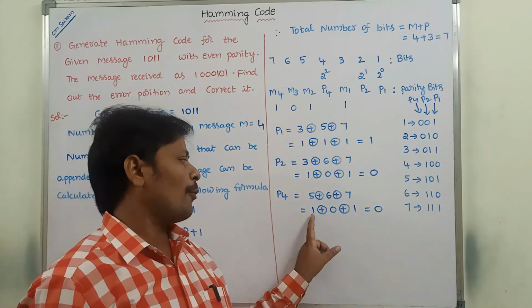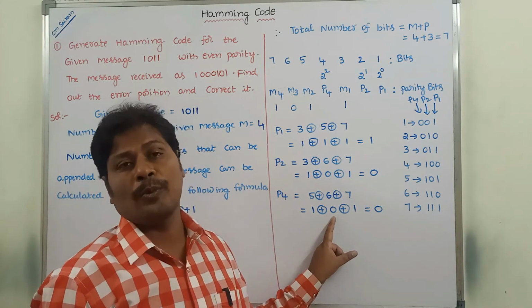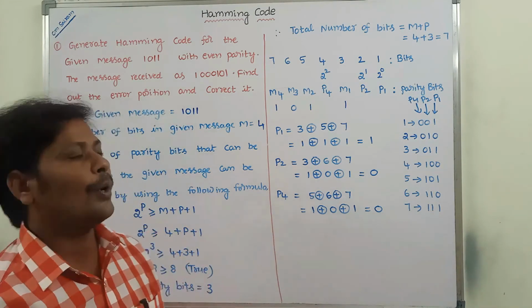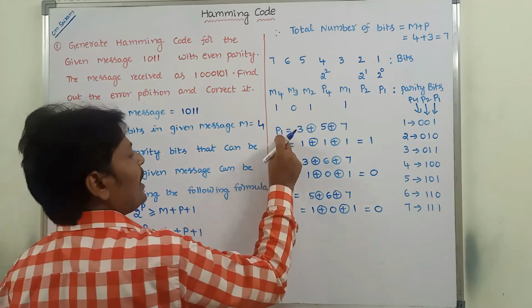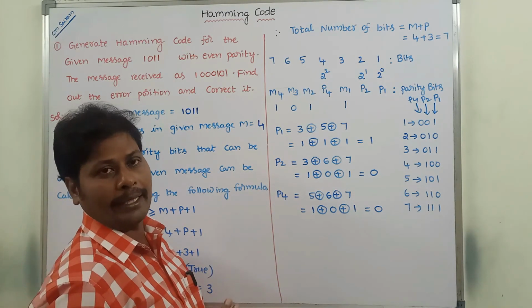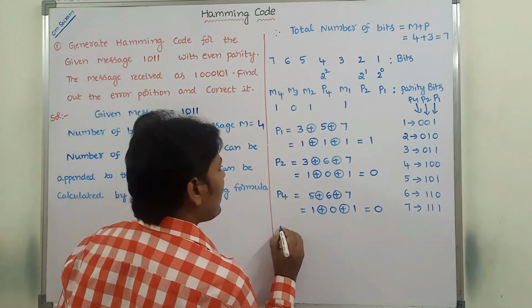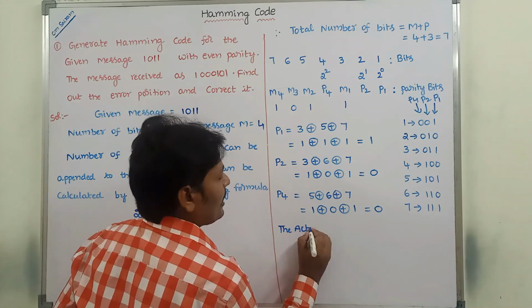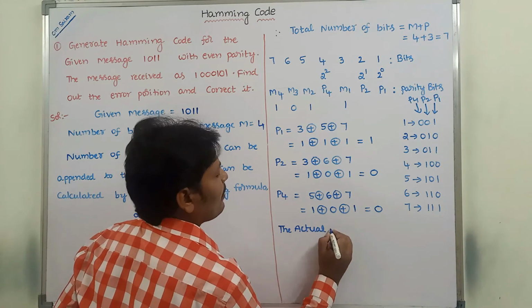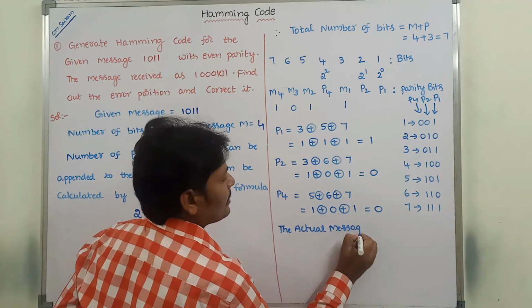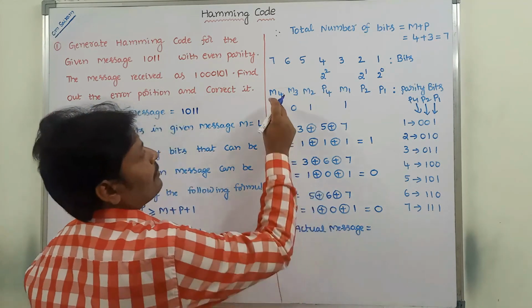Now, another way: 1 exclusive OR 0, that is 1. 1 exclusive OR 1, that is 0. So now the P1, P2, P4 parity bit values are already calculated. Now the actual message means the message bits plus parity bits.